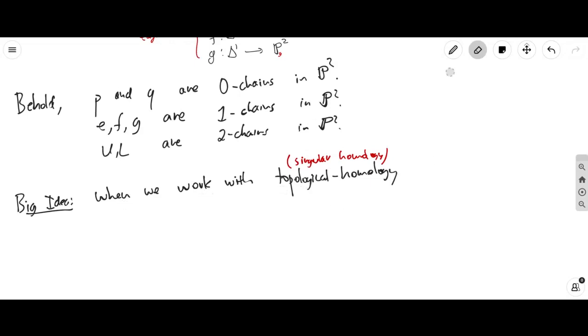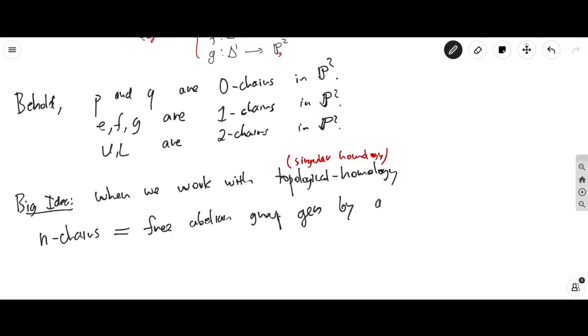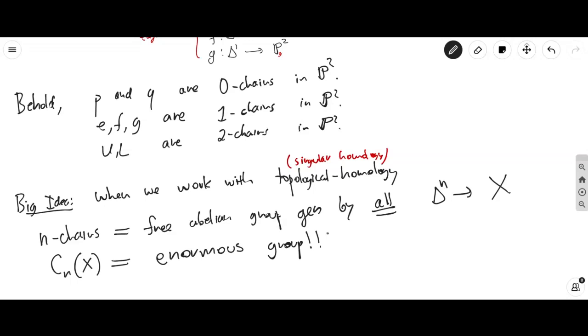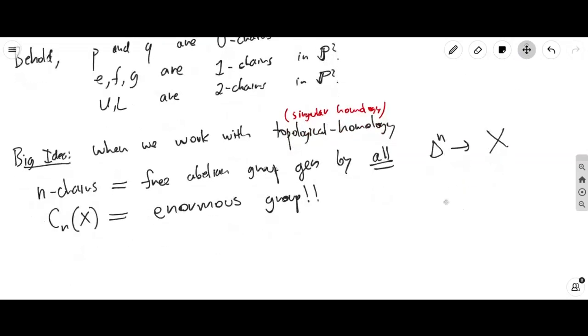So anyway, when we work with topological homology, chains, so let's say n chains, this is the free abelian group generated by all maps from delta n into some space X. And so Cn of X is an enormous group. It has an uncountable number of generators and all of that.